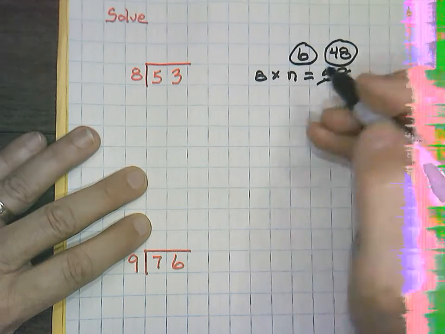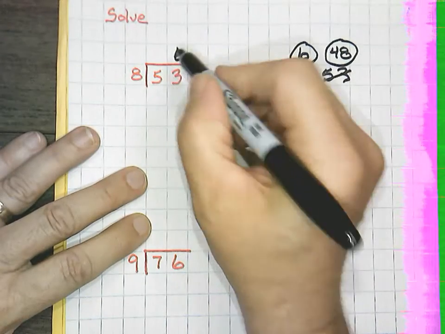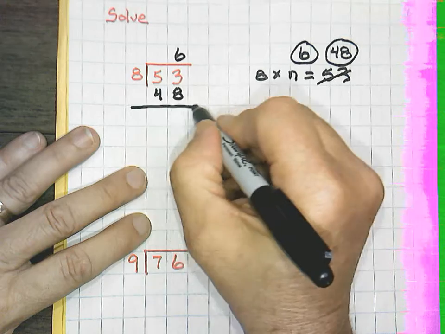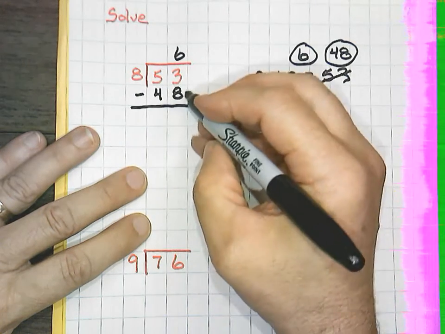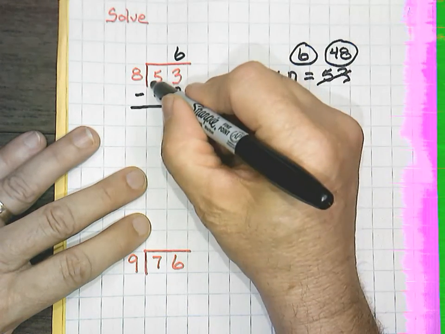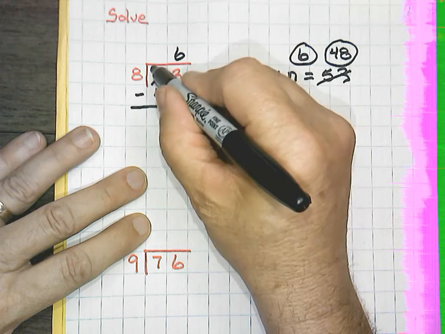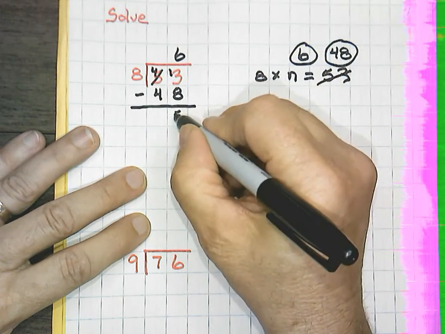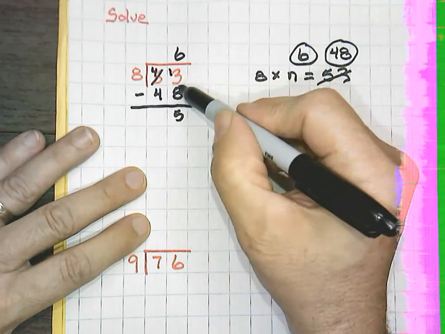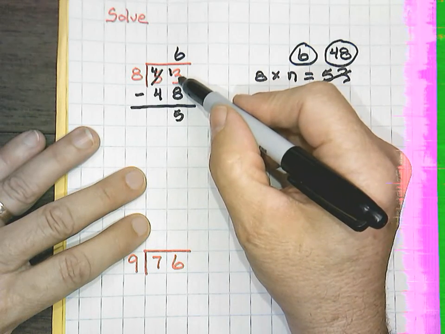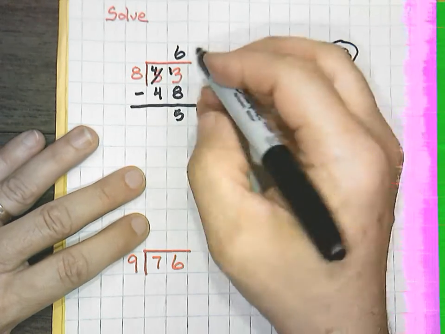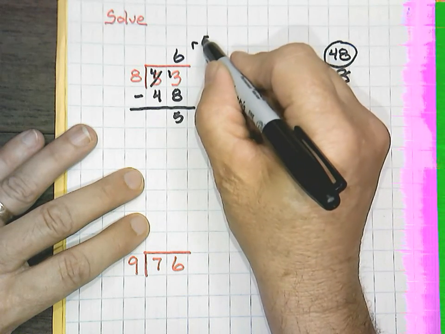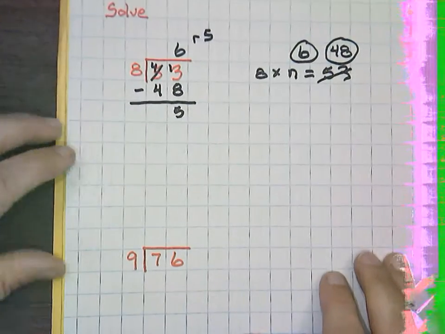I circle both and I use both. The 6 on top. And now I subtract. Technically, I guess we could regroup. I just see this as 5. But the answer would be 53 divided by 8 is equal to 6 groups, but it has a remainder of 5.